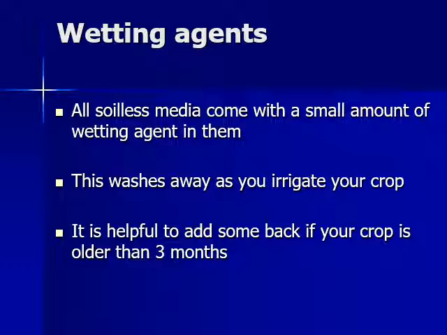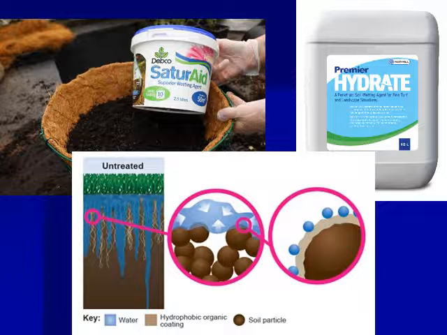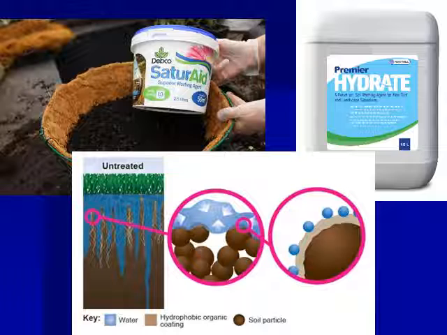Now, if you buy peat moss or coir or whatever commercially, they add wetting agents in the factory. And in time, that washes away. So every time you irrigate your crop, some of that is lost. And typically, after about 3 months of use, depending on how often you irrigate, that wetting agent is completely gone, which is fine if you never let the soil dry out. But of course, if you do let it dry out, then the surface is going to become hydrophobic, and you'll have a difficult time re-wetting it.